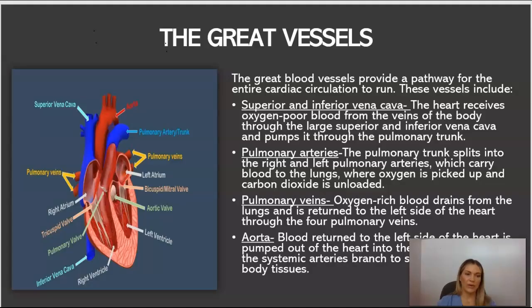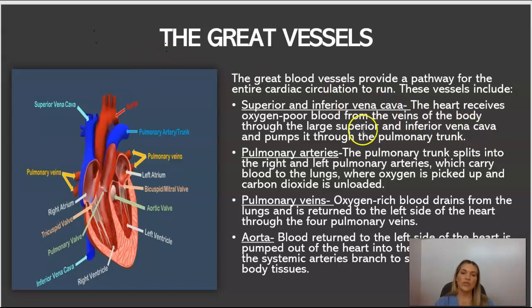Here we're talking about the great vessels. Now, the great blood vessels provide a pathway or a roadway for the entire cardiac circulation to run. And these vessels include the superior and the inferior vena cava. So you can see in this picture, superior is up here, the inferior vena cava is down here. So superior meaning above, inferior meaning below, if you're familiar now with your anatomic body positions.